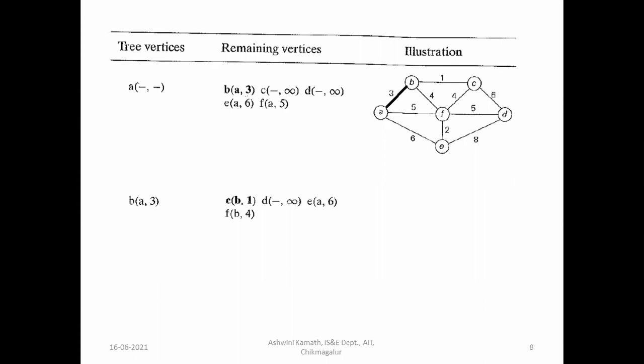Then A to F, it was 5. Now B to F is 4. This will be selected. Okay. Since it is having least cost when compared to the previous one, this will be selected. Instead of A to F, B to F will be selected. So it is 4. So among these edges, we have to select the one which is having minimum cost. So B to C, 1 will be selected.